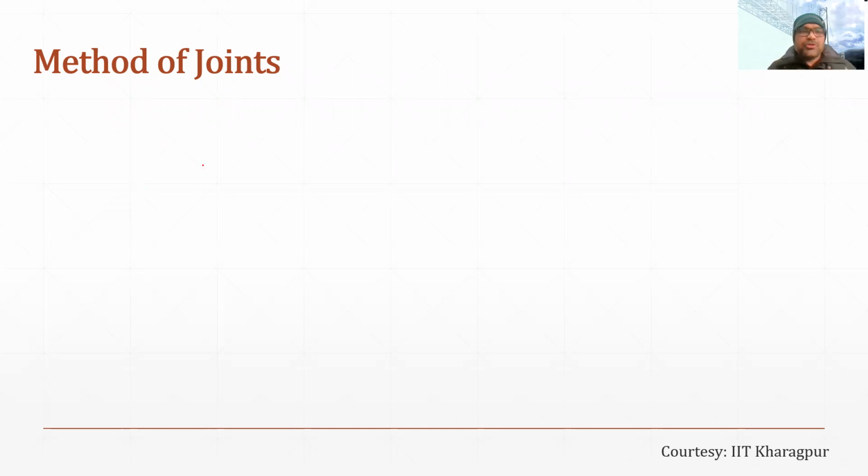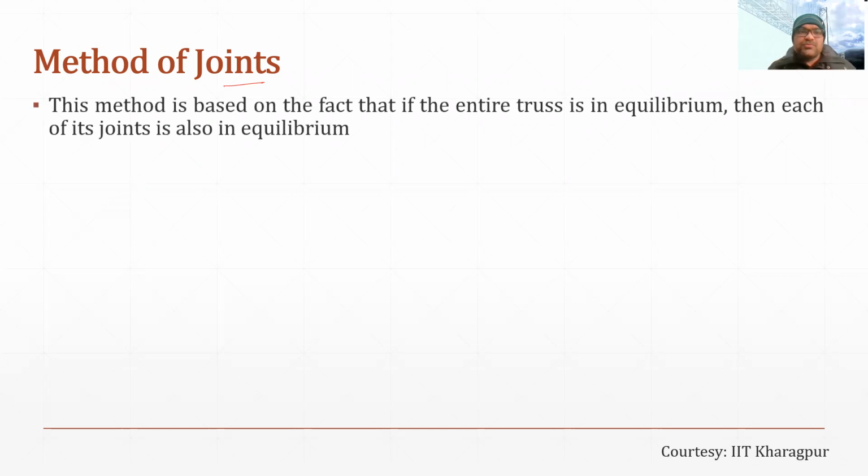So in this part, we are going to discuss the method of joints and the basis on which it depends. The concept of the method of joints is based on the fact that if the entire truss is in equilibrium, then each of its joints will also be in equilibrium. So if the entire truss is in equilibrium, then all of its joints will also be in equilibrium.